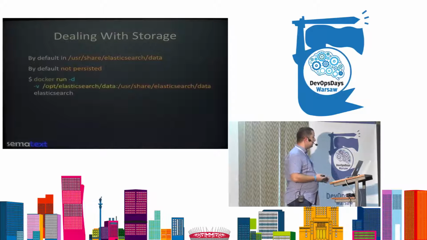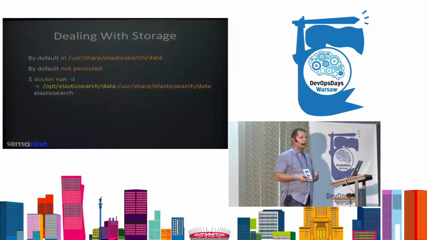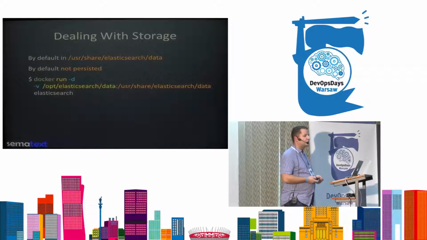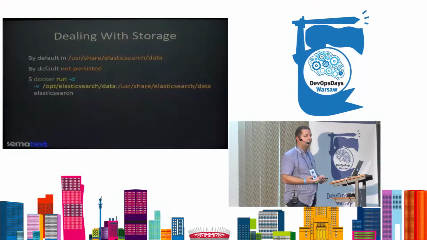The first possibility is just mapping your local directory, local to the host operating system, like here /opt/elasticsearch/data, to a directory in a container, and the container will use that directory to store the data there. And if the data is on the host operating system, then there is no problem with persistence.